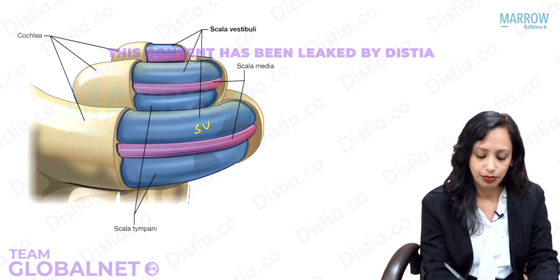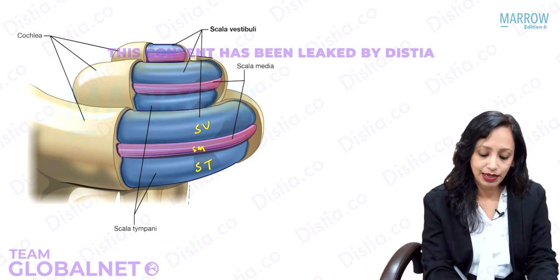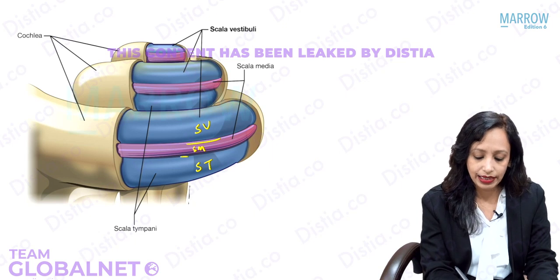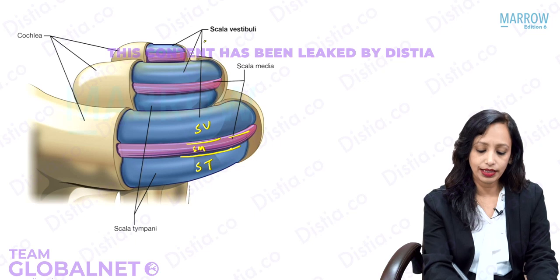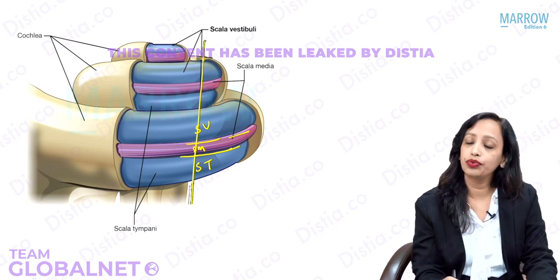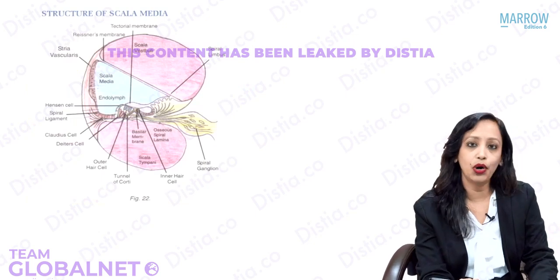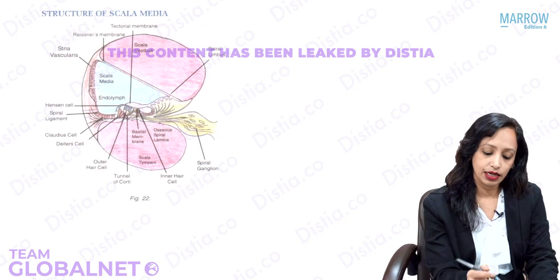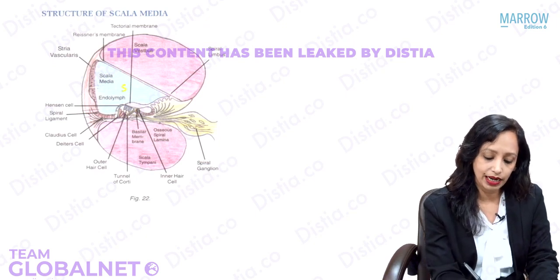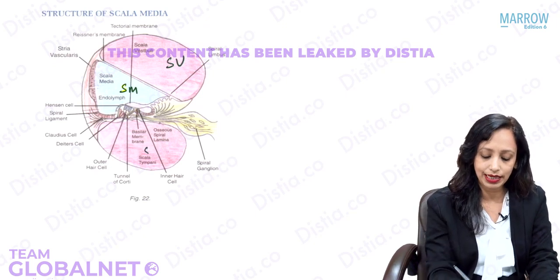This is the scala vestibuli and this is the scala tympani. In between is the scala media. So, the scala media is separated from the vestibuli above and the tympani below by membranes. So, let us take a cut section like this and see how it looks from inside. Here we have taken a cut section of the bony labyrinth. What are we seeing here? Yes, this here in between is the scala media. Above it is scala vestibuli and below is the scala tympani.